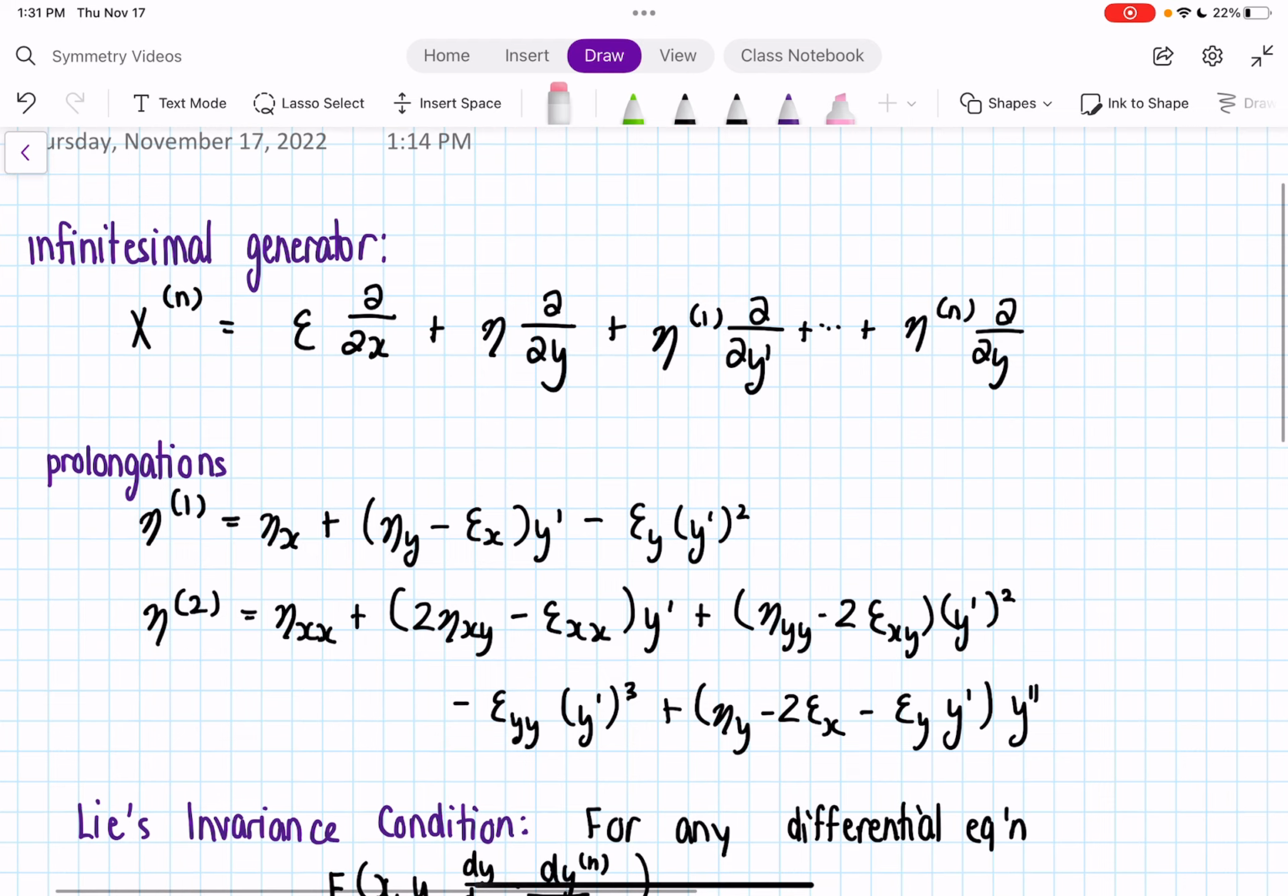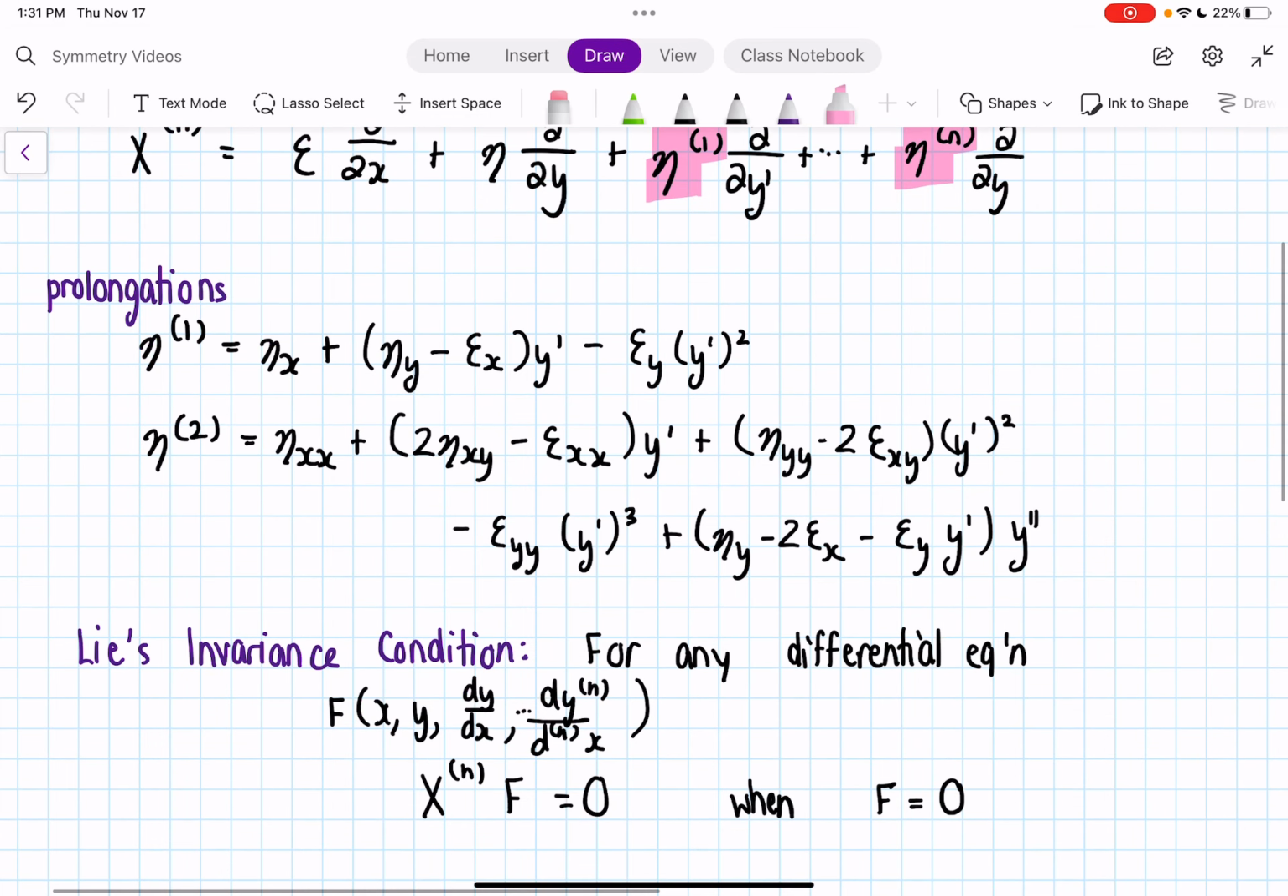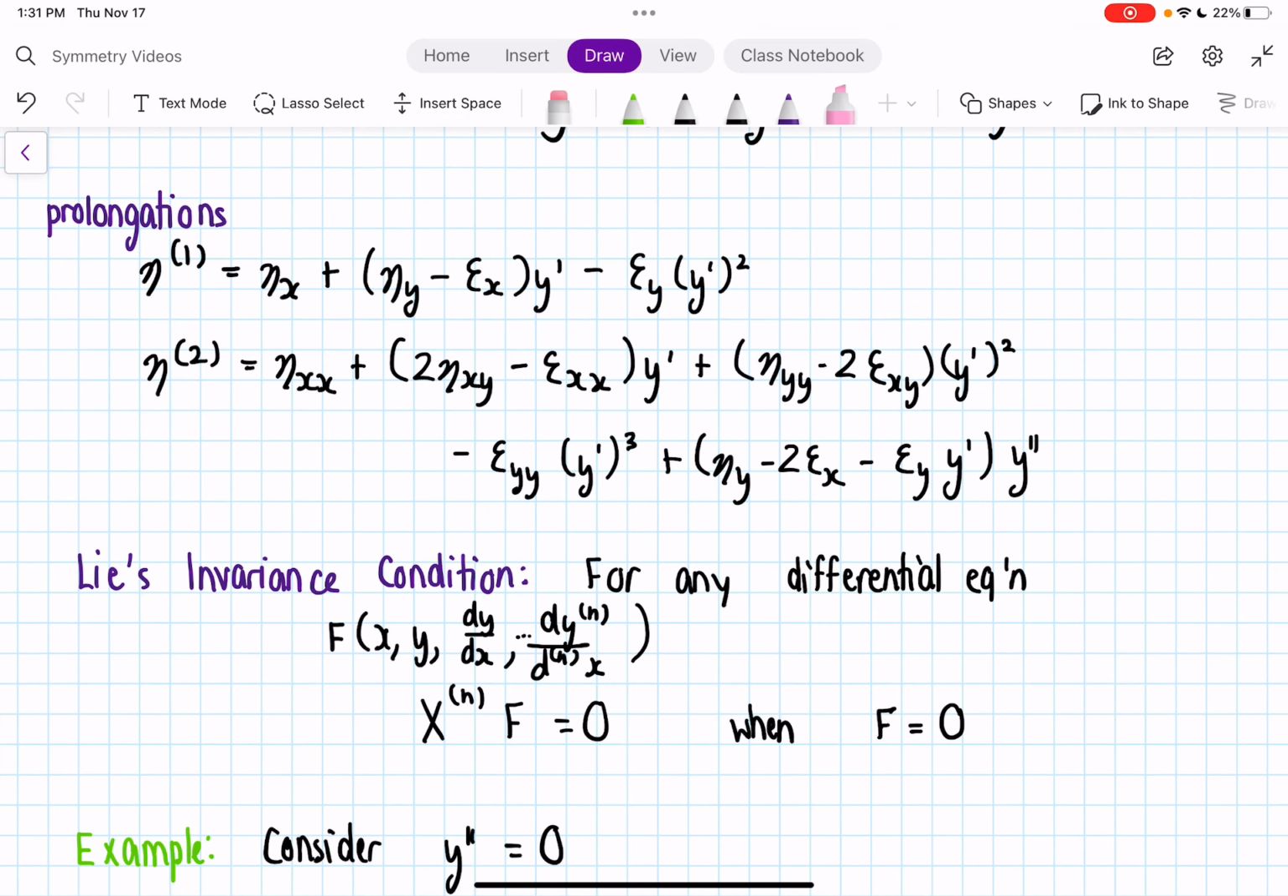Okay, so we have the generator and we have what these prolongations are. So these are our prolongations here with eta. So we use eta as what our prolongations are, and then we put the superscript in brackets so that we don't confuse it to mean a power, because it's not a power, it's just the degree of the prolongation. Okay, so because we're doing second order, we only need the first two, and so I've written them out.